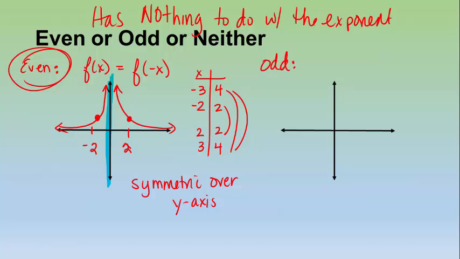Odd functions are that if you have f of -x, it's equal to the opposite of f of x. And this one's a little trickier to picture. So I'm going to again make a table of values to help explain. So if I have 2 and I have -2, that means I could have a +1 and a -1. So they have to be opposites.